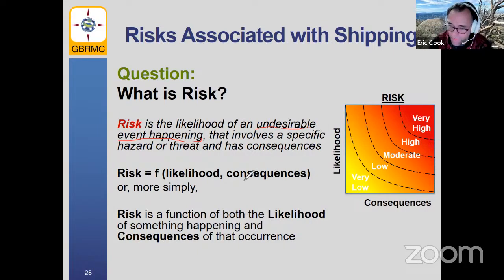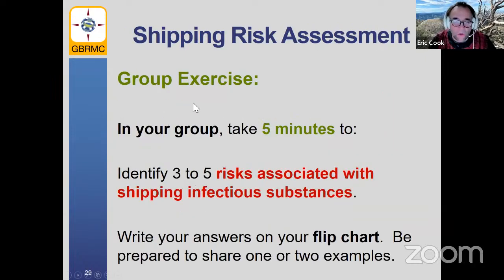When I'm calculating the risk, I have to think about all the undesirable events that could occur because I'm crossing the road. So I want you to spend just 5 minutes working in your tables. I want you to think of what all those undesirable events are that can involve shipping. Take 5 minutes and identify 3 to 5 risks associated with shipping infectious substances.